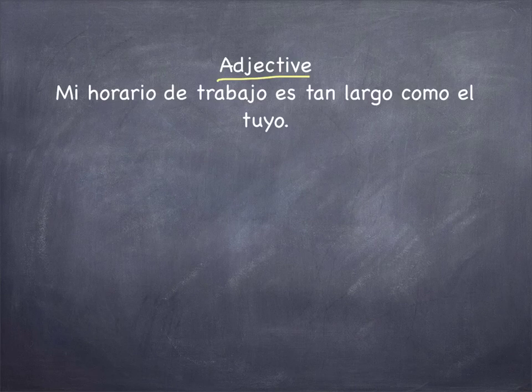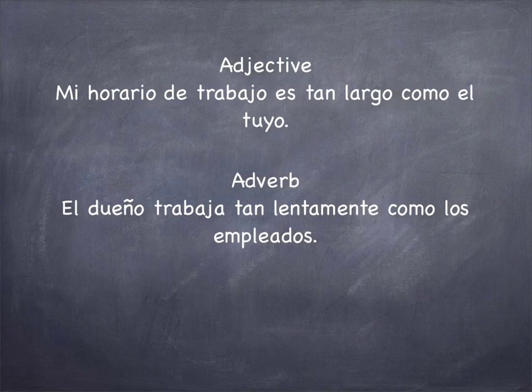So we have the word tan followed by the adjective, and the word como. And let's look at an example with an adverb. El dueño trabaja tan lentamente como los empleados. The owner works as slowly as the employees. So we have the word tan followed by the adverb lentamente como.